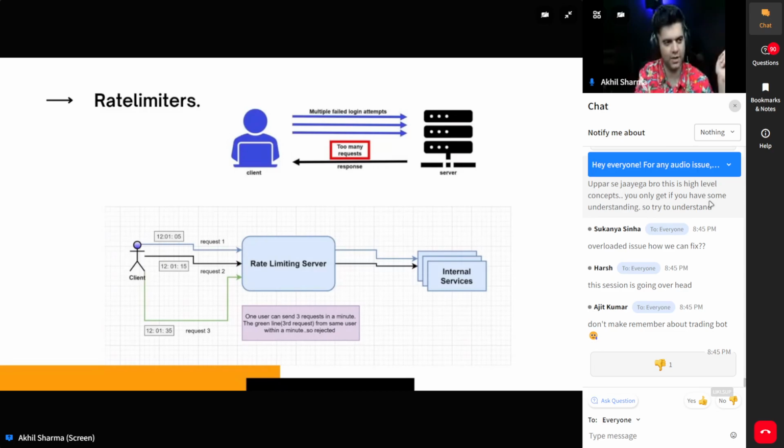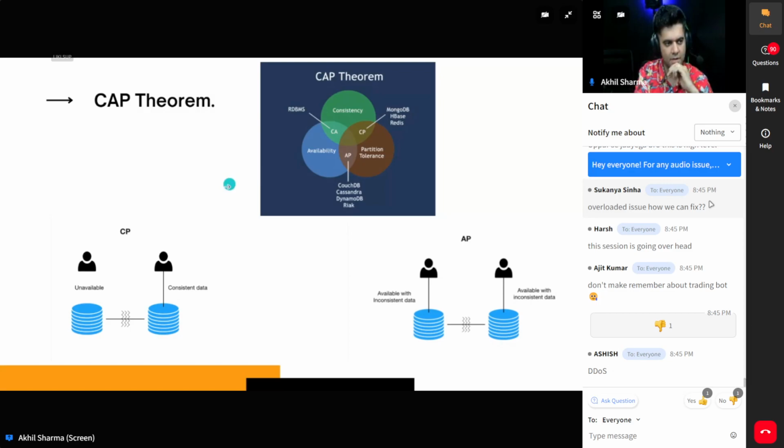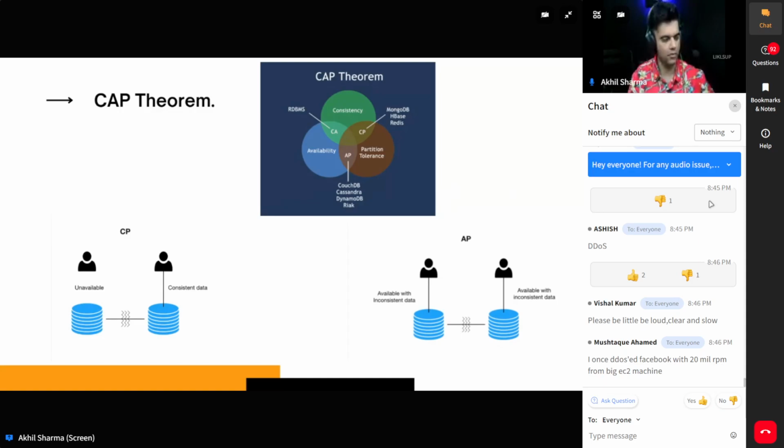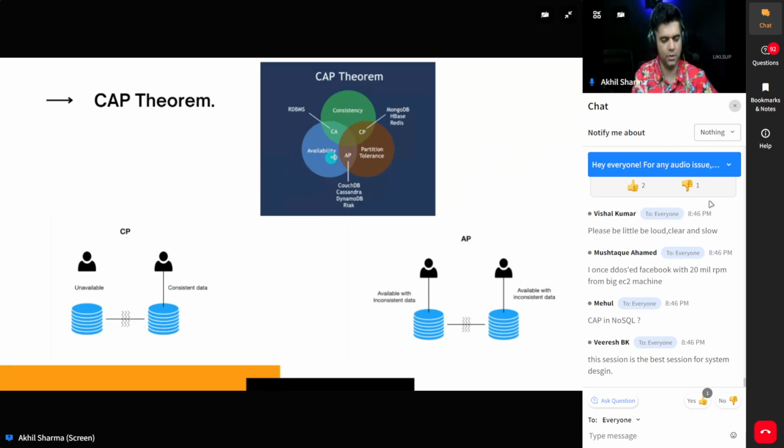The most important concept in system design is the CAP theorem. The CAP theorem basically says that you can't have all three together. C is consistency, A is availability, P is partition tolerance. If any of you are from a blockchain background, you probably know about the blockchain trilemma, where all three things cannot exist at the same time. So here in the Web2 world also you have the CAP problem, so let me go through all the concepts together.